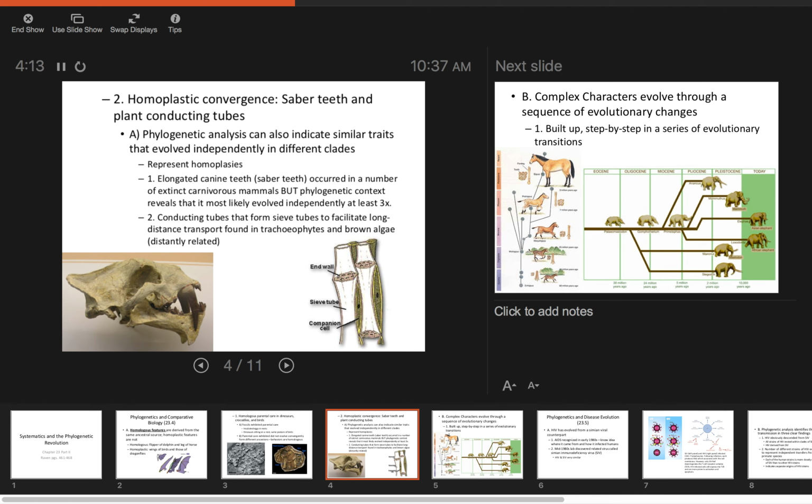The conducting tubes in plants, so sieve tubes, are responsible for moving sugars from one end of the plant to the other. And we have found sieve tubes in tracheophytes and brown algae, and these guys are really, really distantly related. When we talk about plants, I'll walk you through all the groups of plants, and you'll have to memorize them. But brown algae is on this end of the cladogram tree, and tracheophytes are on this end. They are very distantly related, yet they still have similar features within them.